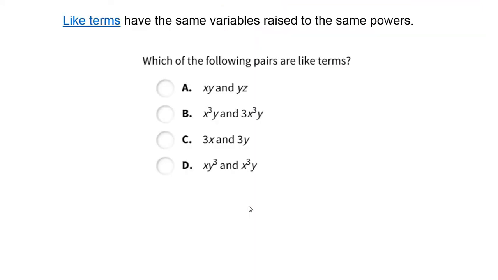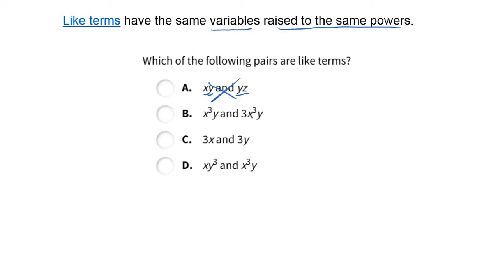Not too bad. Okay, like terms, something that certainly you've heard of. Again, I hope this is real familiar. These have the same variables raised to the same powers. To be like terms, their variables and powers have to match exactly. And this allows us to simplify expressions. So which of the following are like terms? X, y, y, z. Do those match? No, because this one doesn't have an x, this one doesn't have a z. So those are not like terms.